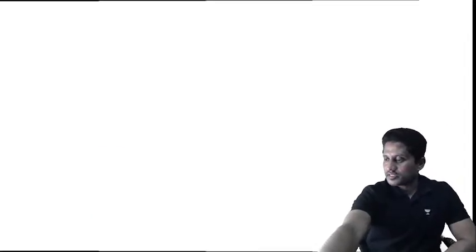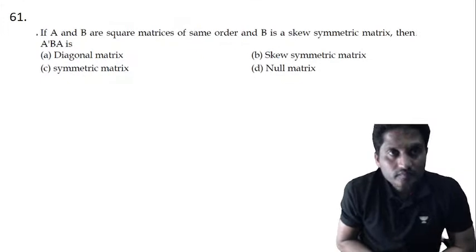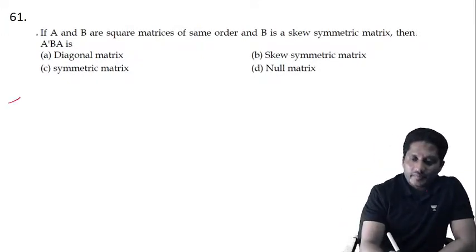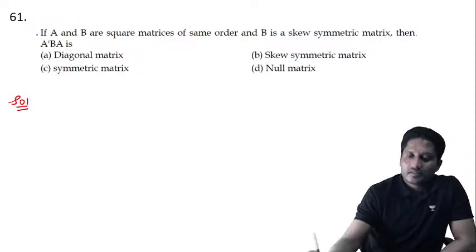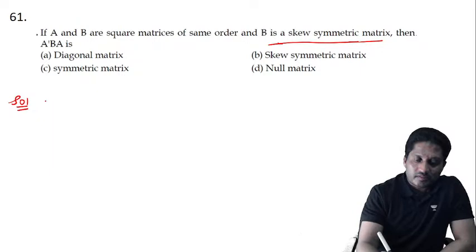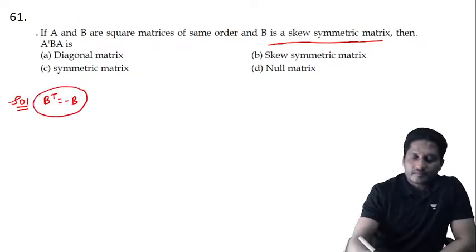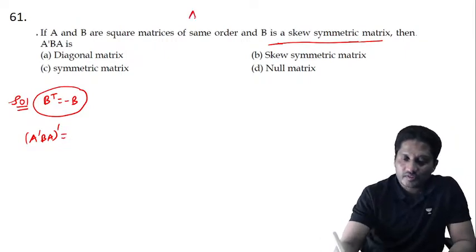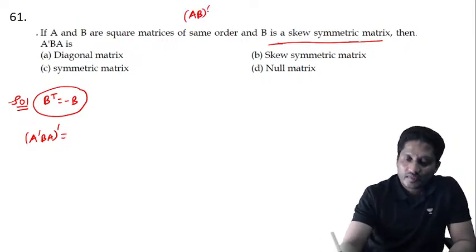Okay, question number 61. If A and B are square matrices of same order and B is a skew symmetric matrix. Skew symmetric matrix means it should be equal to negative of its own transpose. B transpose is equal to minus B according to the question. Now (A dash BA) whole dash, by reversal law of transposes, (AB) whole dash is equal to B dash into A dash.